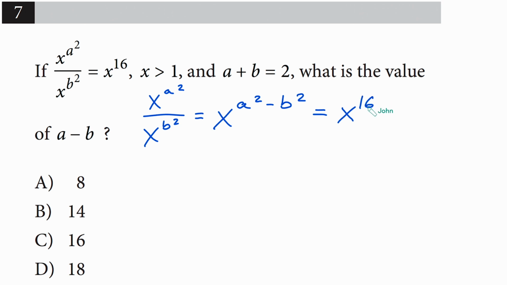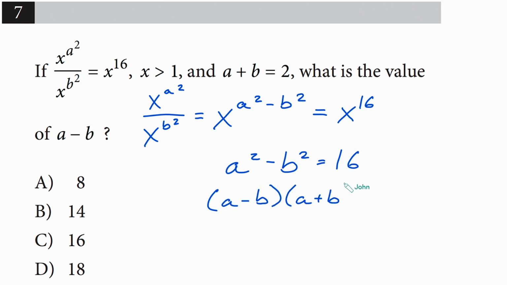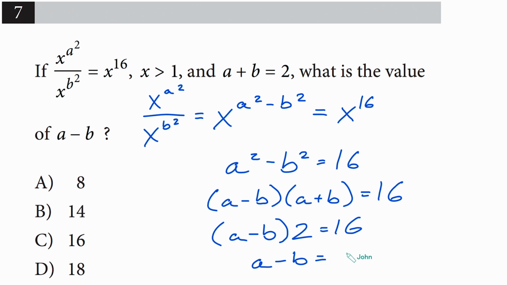Because these expressions have the same base, their exponents must be equal as well, so a squared minus b squared is equal to 16. We now have difference of squares form here, so we can factor the left side to a minus b times a plus b. It says in the question that a plus b is 2, so a minus b must be 8.